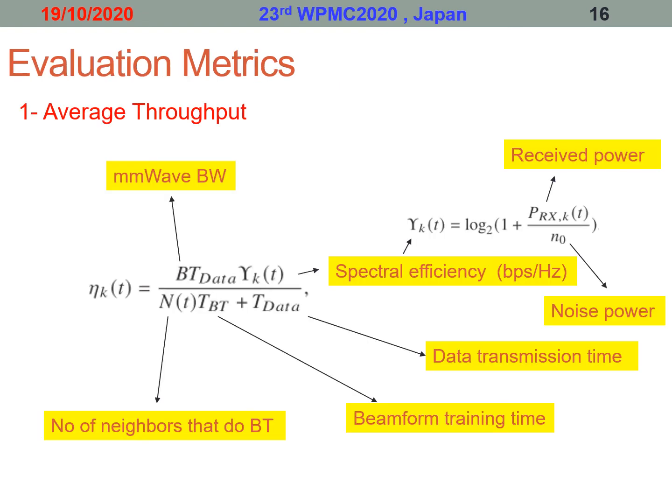The first evaluation metric is throughput, which equals the millimeter-wave bandwidth multiplied by the data transmission time multiplied by the spectral efficiency, over the number of neighbors that do beamform training multiplied by the time for beamform training, plus the time of data transmission. The spectral efficiency, according to Shannon, equals log of 1 plus the received power at device K over the noise power, which has zero mean and sigma square variance.